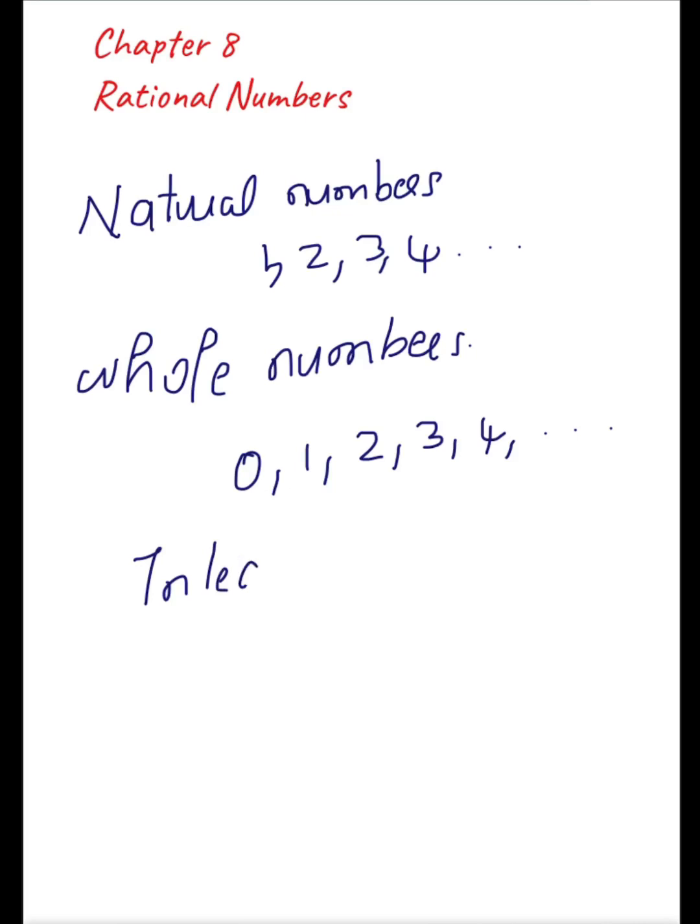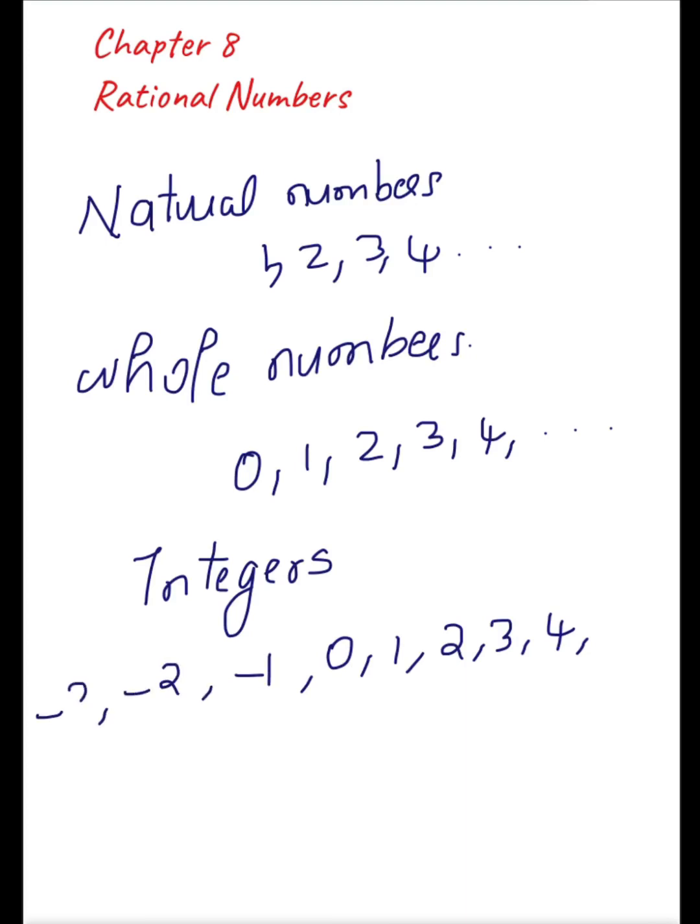Integers contain whole numbers, natural numbers, as well as the negatives of these natural numbers. It already consists of the whole numbers, and in addition it also contains the negatives of all these natural numbers: -1, -2, -3, etc. These are called integers. So you are aware about natural numbers, whole numbers, and integers.